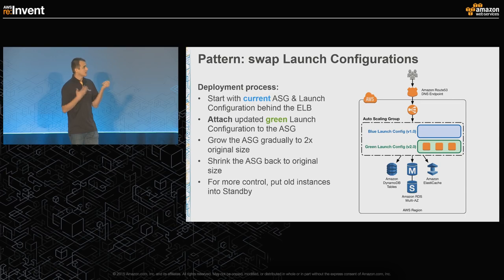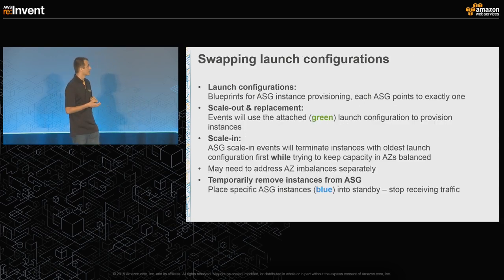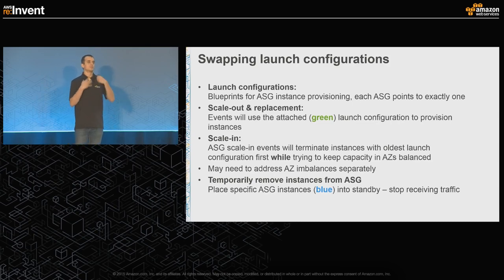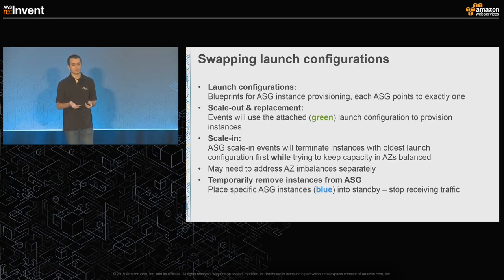And once we're done, we have only green instances left in our auto-scaling group. So let's talk a little bit about launch configurations. These are blueprints that auto-scaling uses for instance provisioning. When you scale out or replace failed instances, it will use whatever the current launch configuration you have specified for that group is, which means it works with the green one.